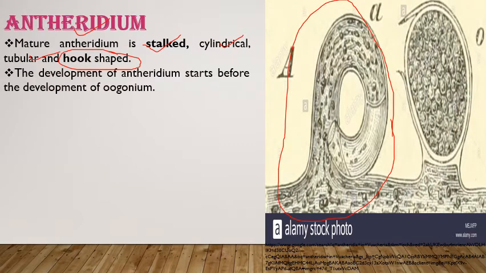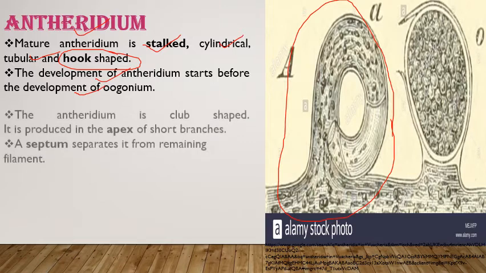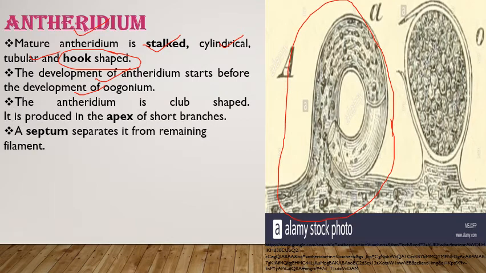And next point, जो development है Antheridium की वो पहले start हो जाती है as compared to the development of Oogonium. अगर हम इसके structure की बात करें, Antheridium के structure की, so it is a club shaped structure. It is produced at the apex of short branches. जो Vaucheria के thallus की short branches हैं उनके tips में produce होते हैं Antheridia, और इसमें बनता है एक septum like this which separates the Antheridium from rest of the filament. जो Antheridium है इसको separate करता है rest of the filament से.